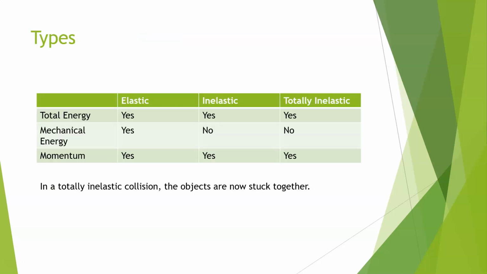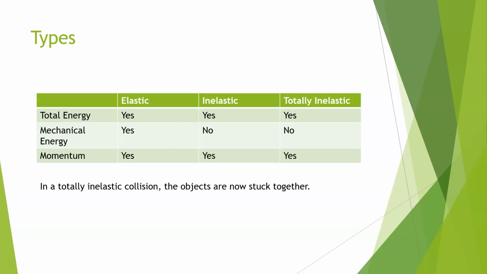Now, this chart is on the momentum PowerPoint that is on Moodle. This is a good one to take a look at, or just pause the video and screenshot it or write it down or whatever. This shows you how total energy, mechanical energy, and momentum are conserved across the three types of collisions. An elastic collision, by definition, means all the mechanical energy is conserved. Well, what is the mechanical energy? The mechanical energy is, in this case, kinetic energy.